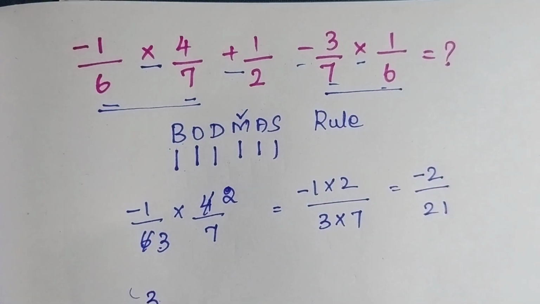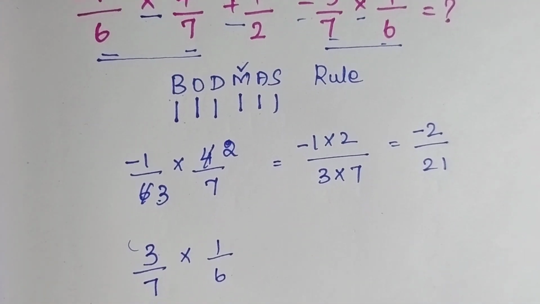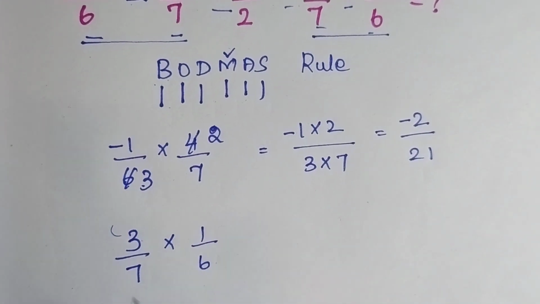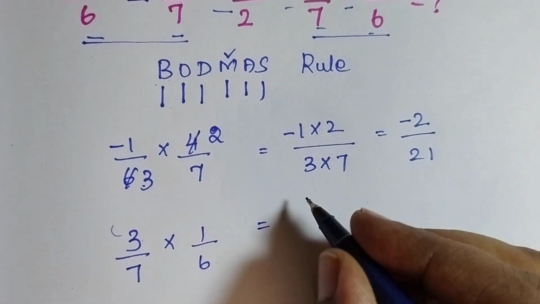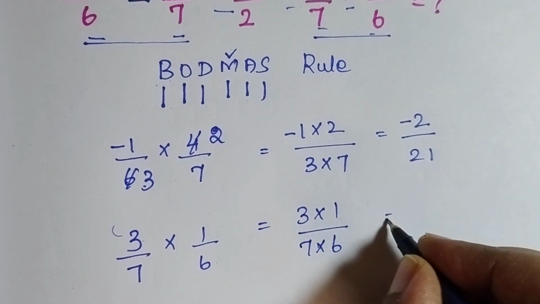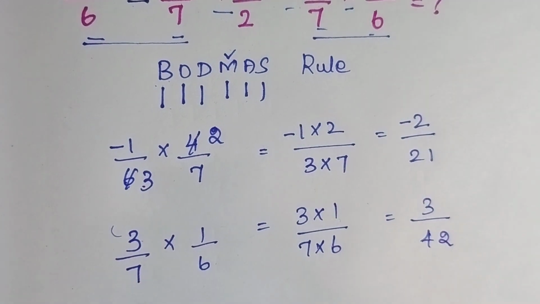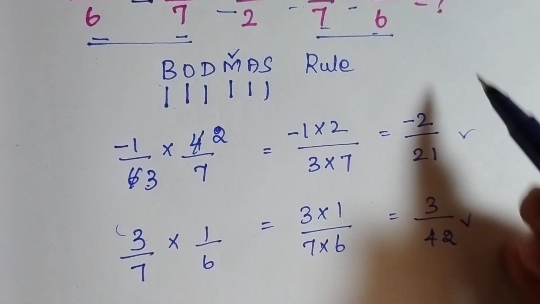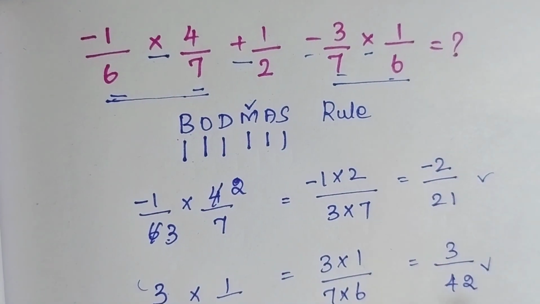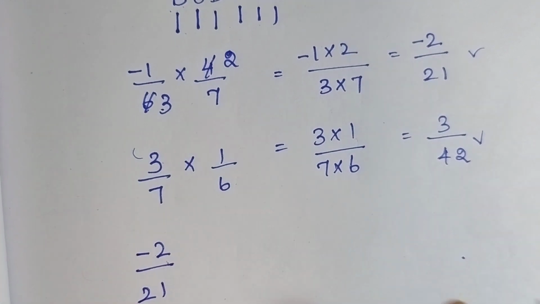The second set is 3 by 7 into 1 by 6. Here the minus is another operation, we should not take that. Okay. So for 3 by 7 into 1 by 6, there is no common term. So just multiply both, 3 into 1 and 7 into 6. I will get 3 divided by 42, since 6 7s are 42. Okay. So just apply these two values in this question. In the place of the first two, I will get minus 2 by 21. Just write that, minus 2 divided by 21.